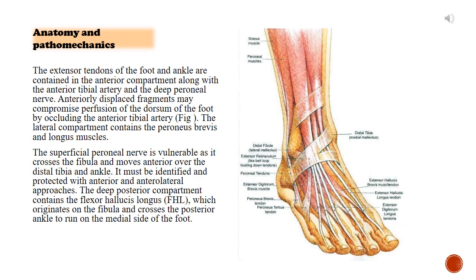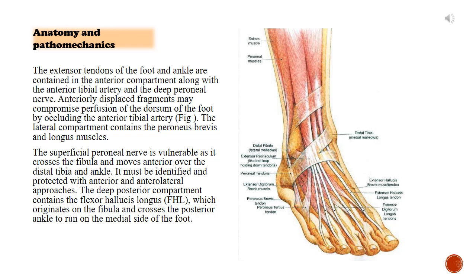Anatomy and pathomechanics. The extensor tendons of the foot and ankle are contained in the anterior compartment along with the anterior tibial artery, and the deep peroneal nerve. Anteriorly displaced fragments may compromise perfusion of the dorsum of the foot by occluding the anterior tibial artery, Fig. The lateral compartment contains the peroneus brevis and longus muscles. The superficial peroneal nerve is vulnerable, as it crosses the fibula and moves anterior over the distal tibia and ankle. It must be identified and protected with anterior and anterolateral approaches.